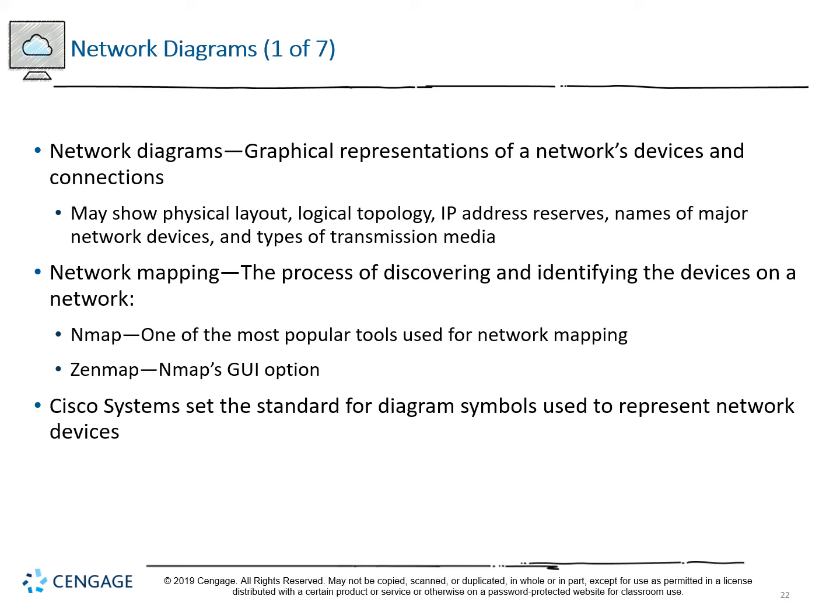Network mapping is the process of discovering and identifying devices on a network. This is extremely helpful for stuff like rogue devices, things that may not have been added in by IT staff. So Nmap, one of the most popular ones for network mapping, so guess where the N comes from. And then there's what's called ZenMap. ZenMap is just the GUI alternative to Nmap to allow you to try and find different devices on a network.